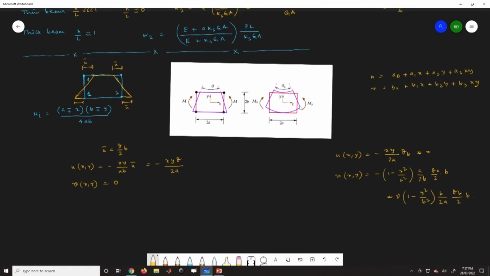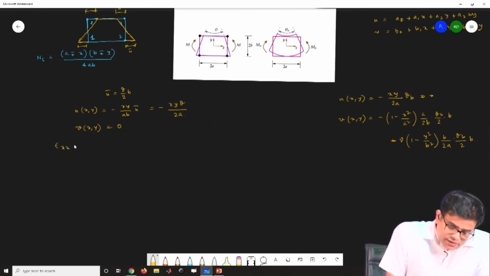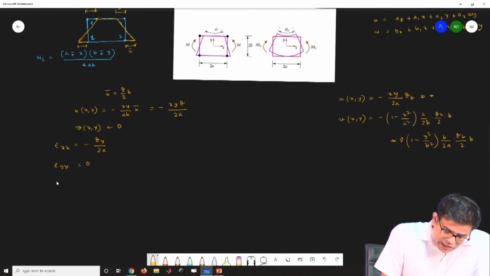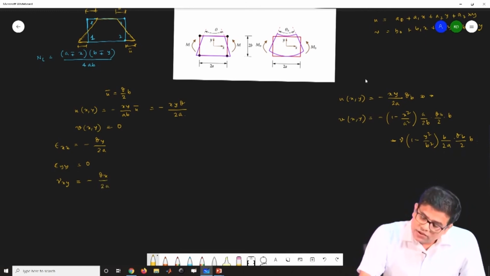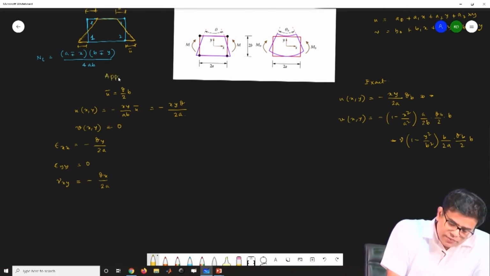Now similarly, if I compute my strains for the approximation and the exact case, epsilon xx will be minus theta y by 2a, and epsilon yy will be 0, and gamma xy, the shear strain, will be non-zero, which is minus theta x by 2a. But for the exact case, this is my exact case, and this is my approximate case.